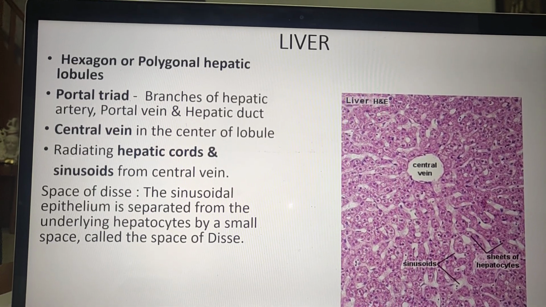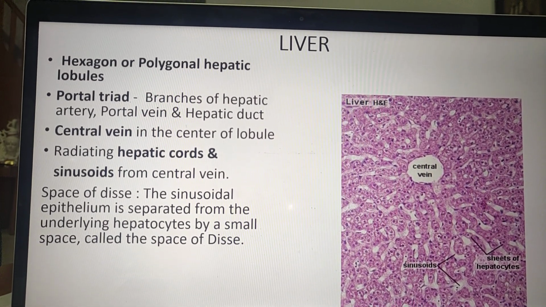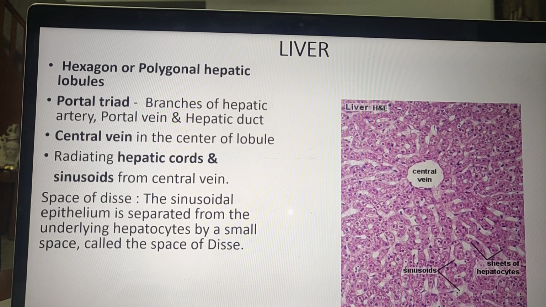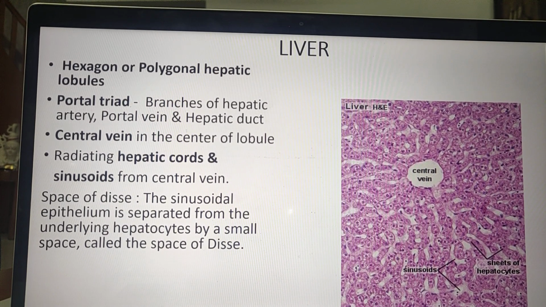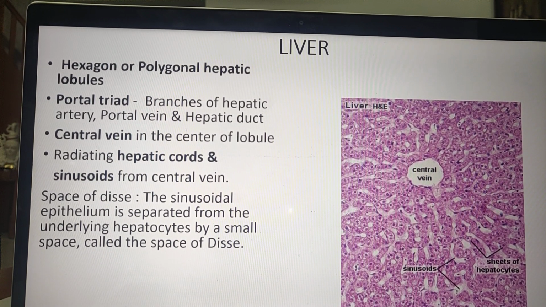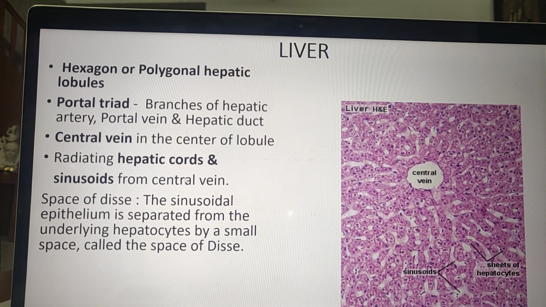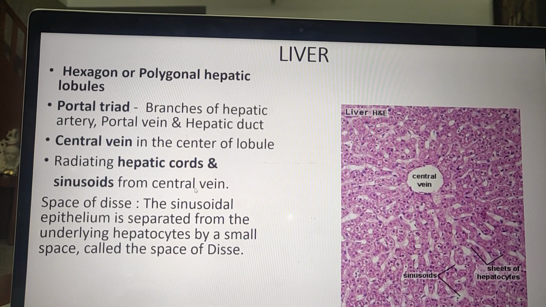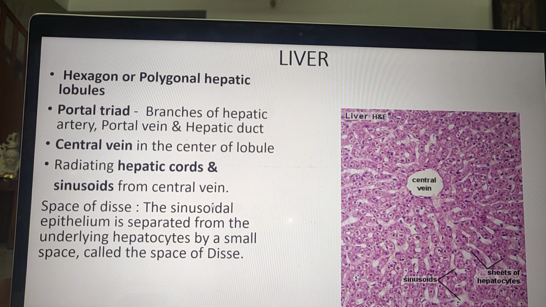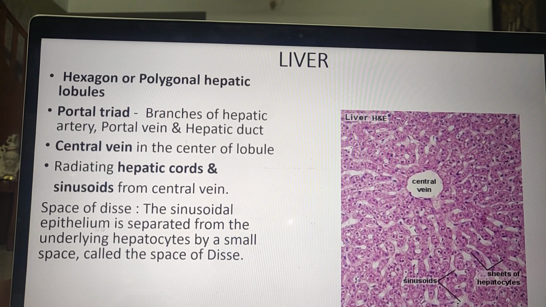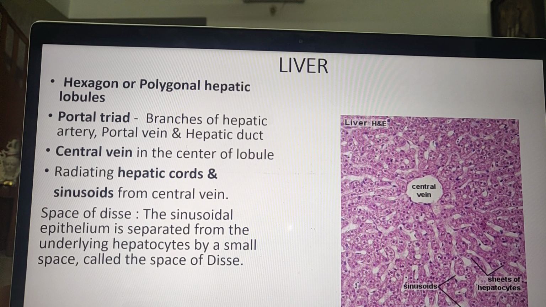Liver: hexagonal or polygonal hepatic lobules, with a portal triad containing branches of the hepatic artery, portal vein and hepatic duct. At the center of the lobule there is a central vein, with hepatic cords and sinusoids radiating from the central vein, and there is the space of Disse. It is the small space that separates the sinusoidal epithelium from the underlying hepatocytes, called the space of Disse.